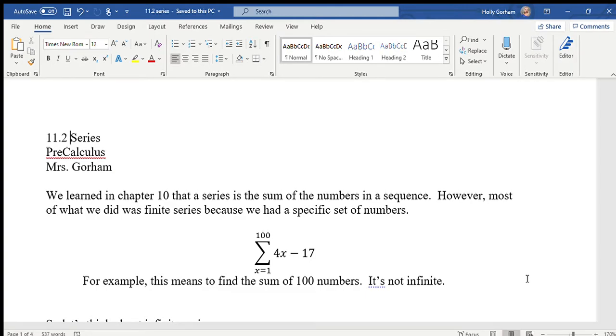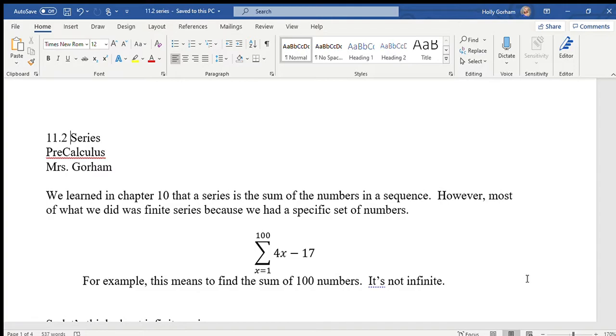Section 11.2 is going to deal with series, and this is closely related to limits that we did in 11.1. So you're going to need your calculator for a lot of different things. Back in chapter 10, we learned that a series is the sum of the numbers in a sequence. However, most of what we did was finite series. We didn't really do infinite series because all of our sums had specific sets of numbers.